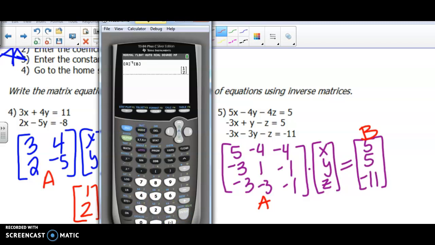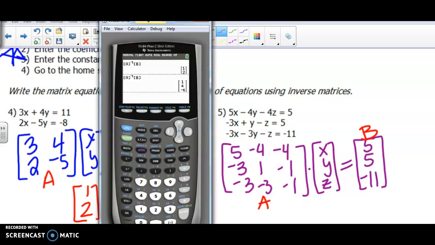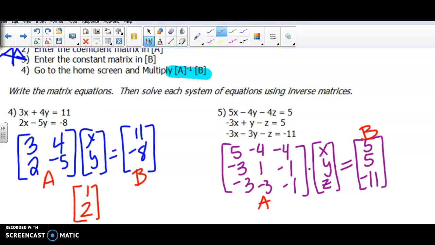Now, remember that trick that I showed you. Since the last problem was A inverse B, we can hit second enter again, and it's going to repeat that problem, but use the numbers we just changed it to. So it tells me that we get, oops, disappeared. We get 1, 4, negative 4.